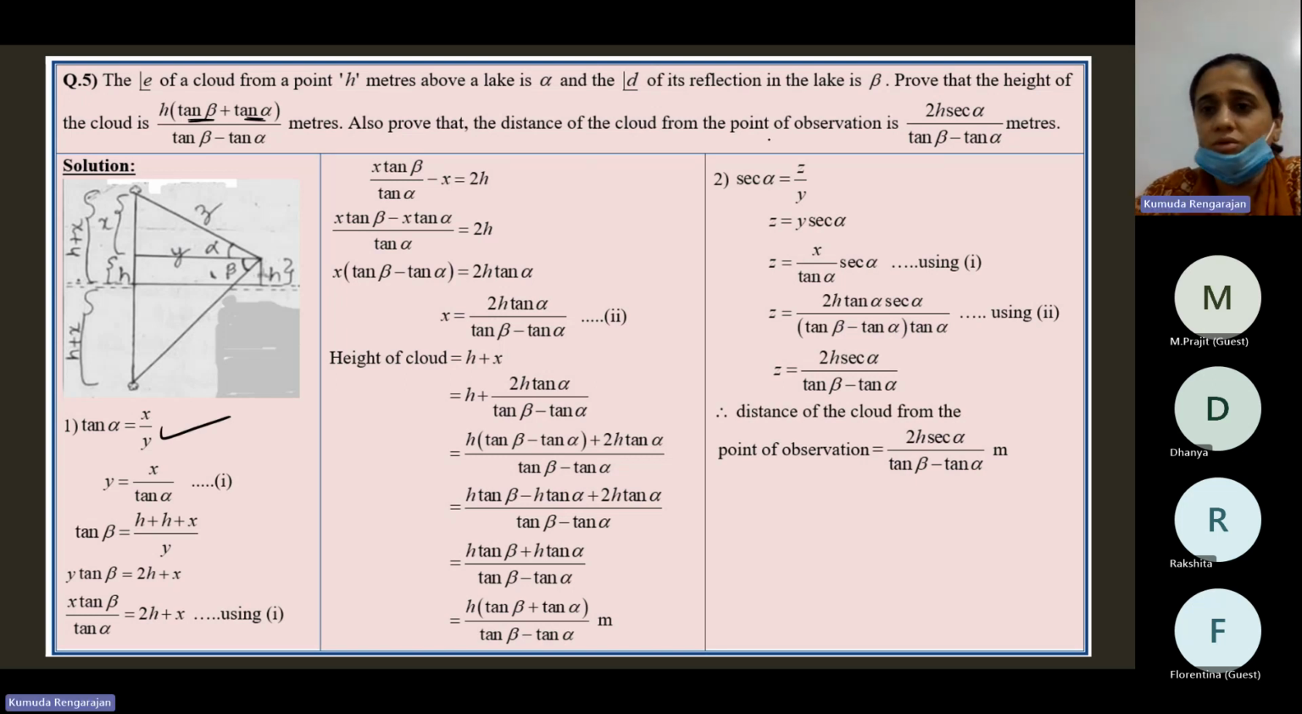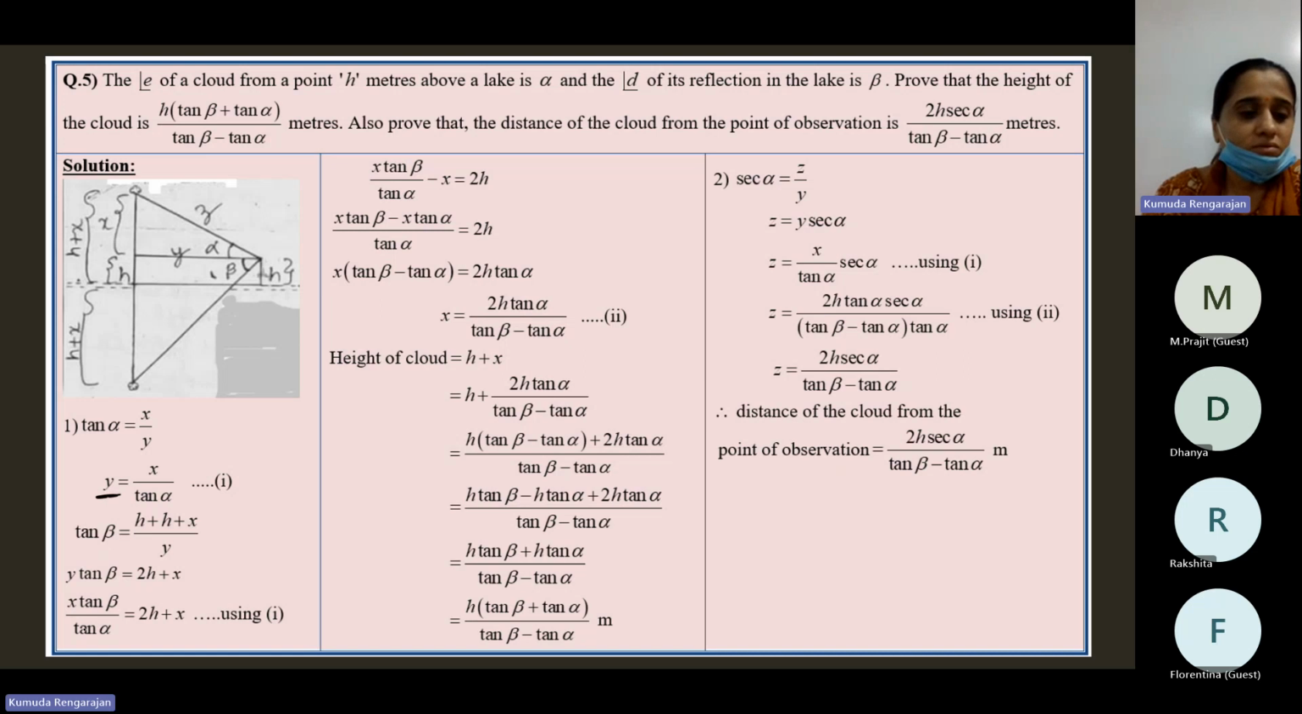Okay, so to find the height of the cloud, what is it that you want to find? You want to find x, because h is given in the question itself. You have to find only x. Tan alpha is equal to opposite x by adjacent y. Now we don't want y. So we write y is equal to x by tan alpha. What you don't want, you put it alone on one side.